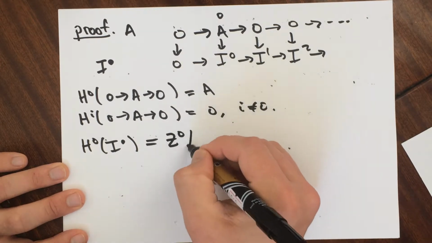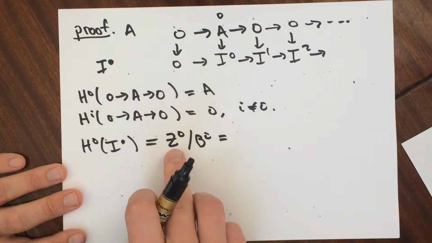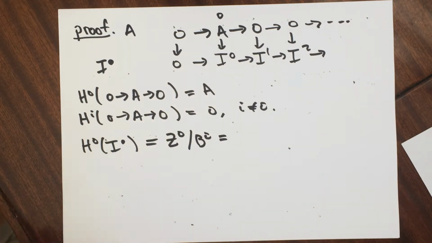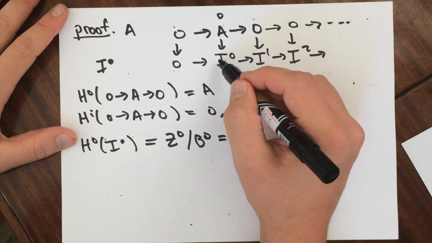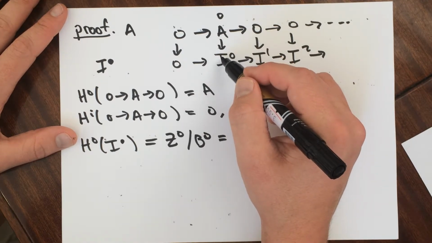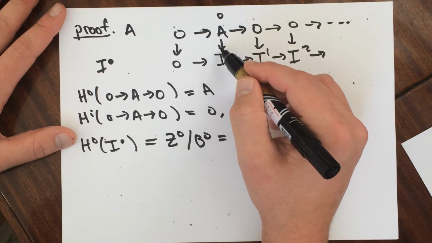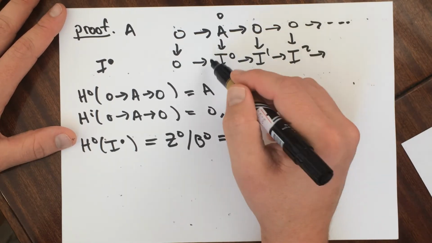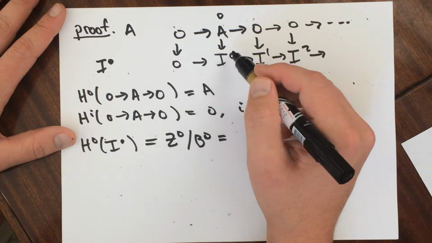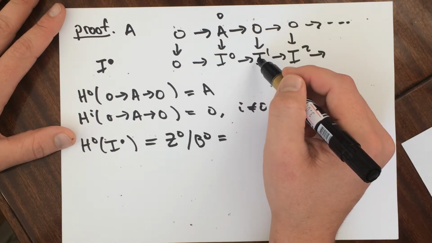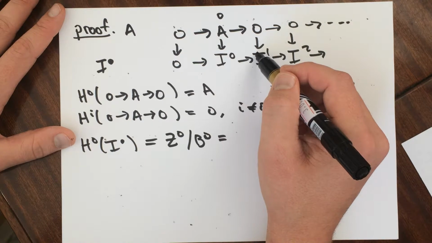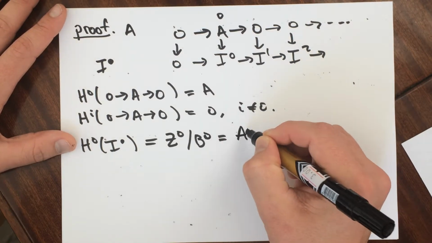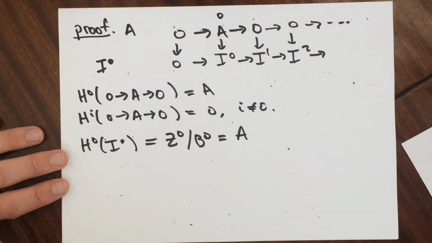So Z0 mod B0. Okay, so Z0. Let's recall how we constructed the injective resolution, or the remarks that I said before. From this one to this one, what we did is we took the cokernel of this map, right? So we took I0 mod A, and then we took the magic injective object associated to that, and that was I1. So in particular, the kernel of this map is going to contain A, so it's actually going to be equal to A. And we're identifying A with a subobject of I0.